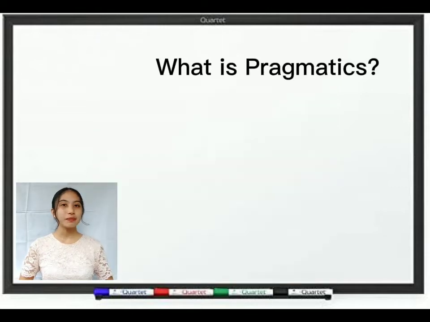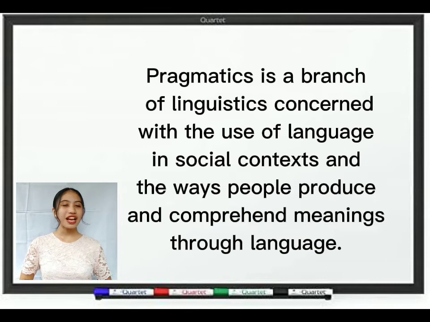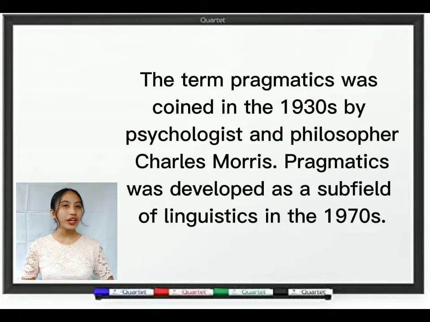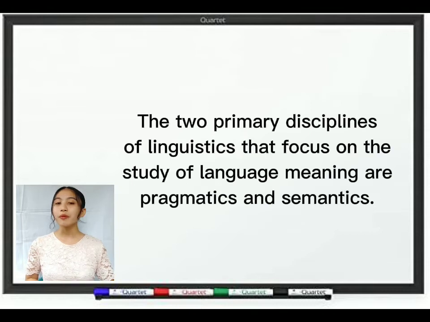Now, what is pragmatics? Pragmatics is a branch of linguistics concerned with the use of language in social contexts and the ways people produce and comprehend meanings through language. The term pragmatics was coined in the 1930s by psychologist and philosopher Charles Morris. Pragmatics was developed as a subfield of linguistics in the 1970s. The two primary disciplines of linguistics that focus on the study of language and meaning are pragmatics and semantics.